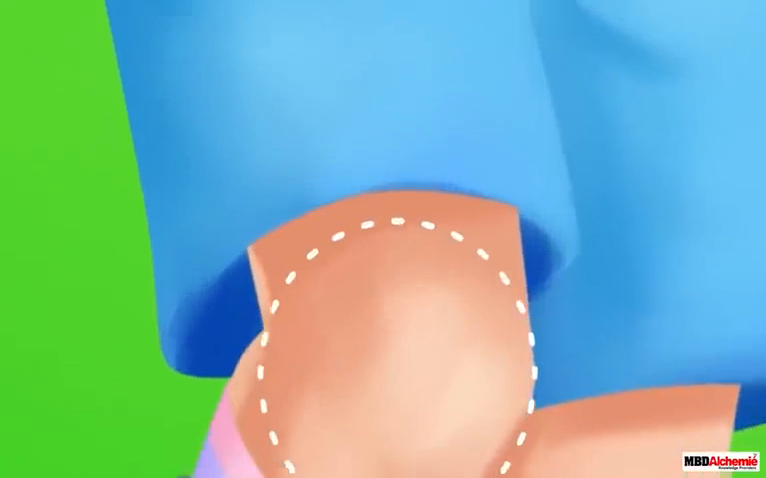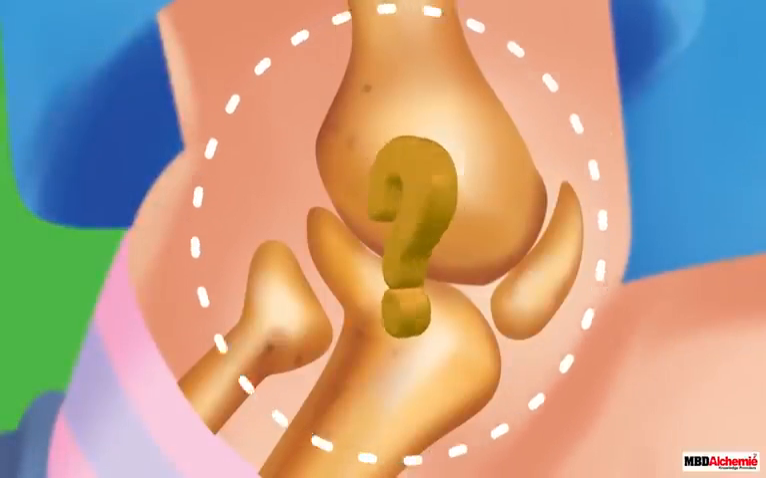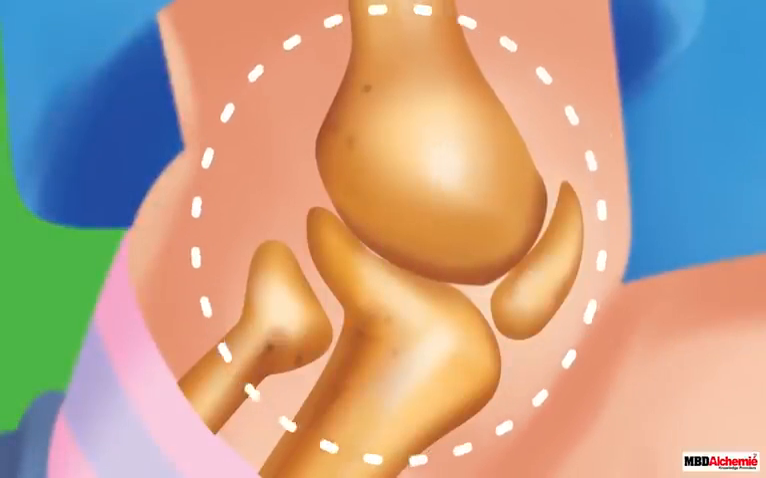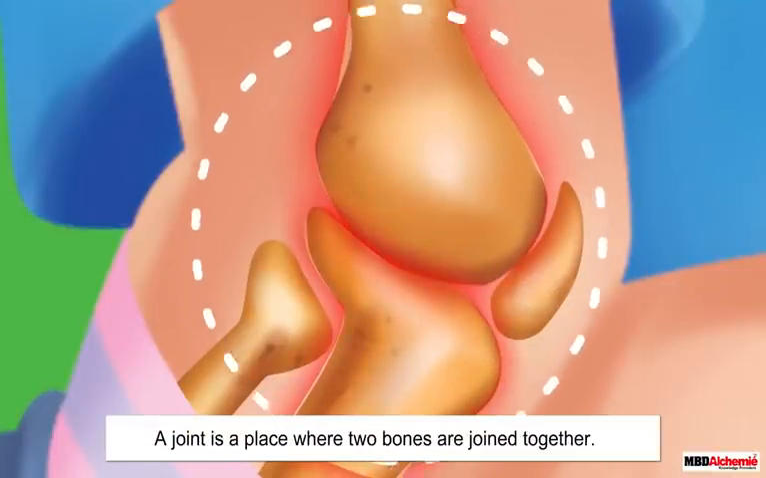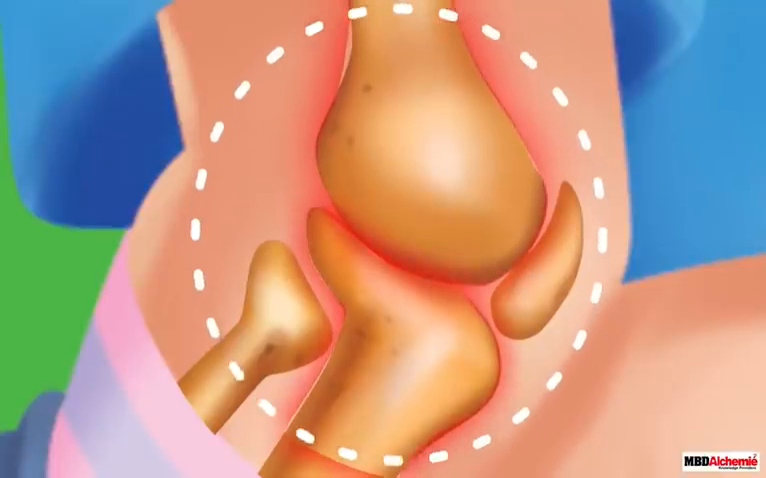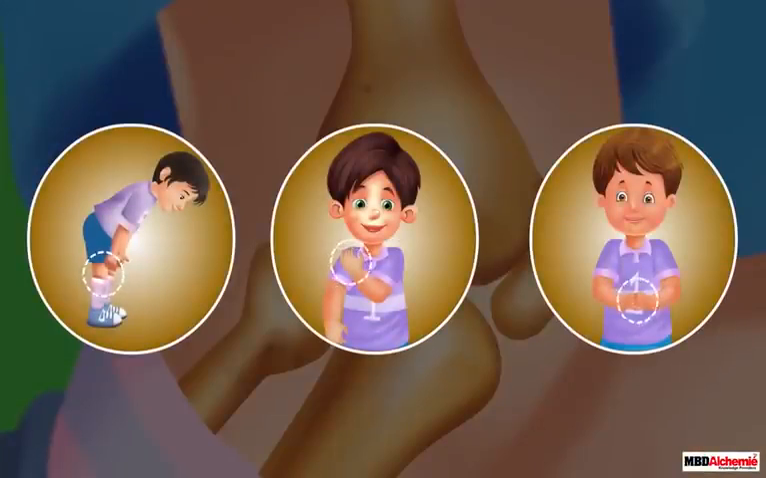Such flexibility in our body is due to the presence of joints. Do you know what a joint is? Well, a joint is actually a place where two bones are joined together. Press your hand against your knee, shoulder, or your fingers. You can feel your joints there.